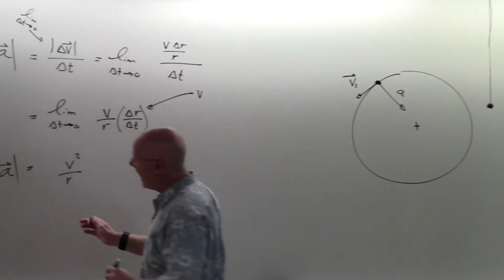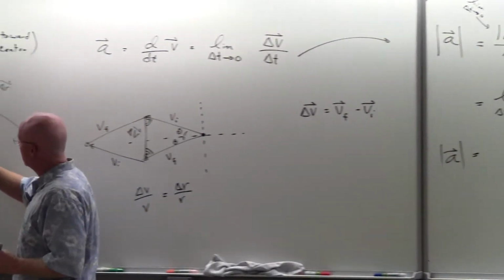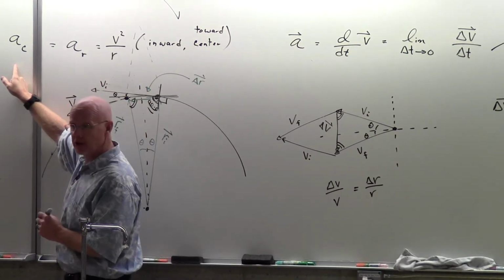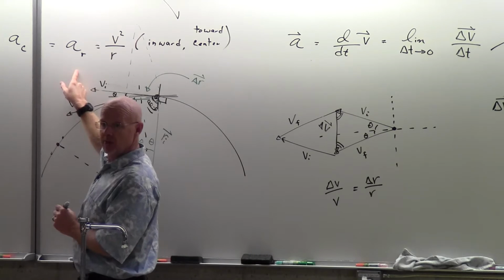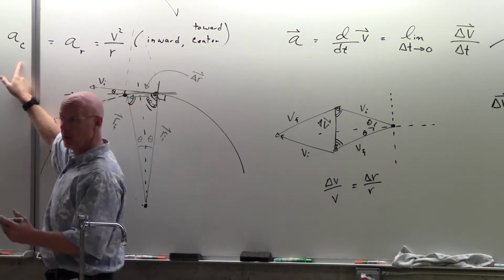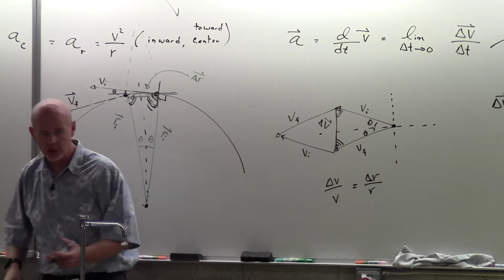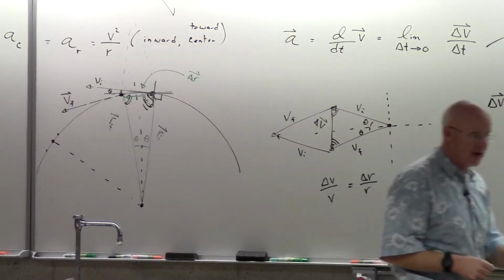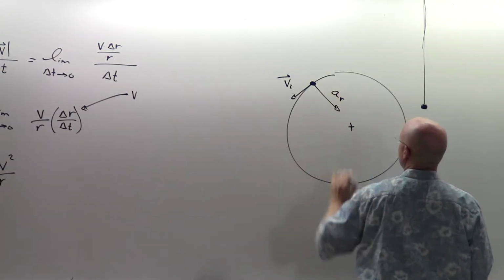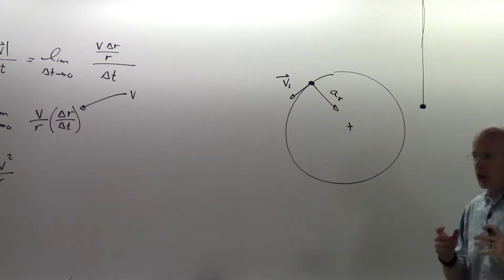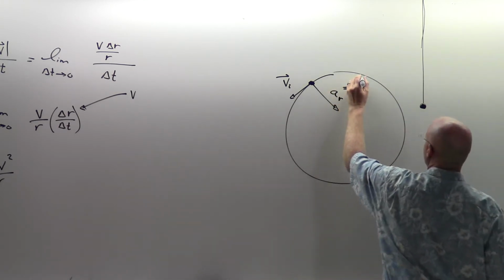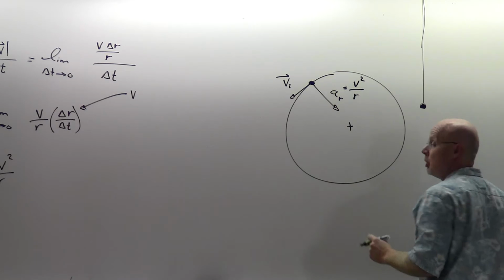And so that acceleration is in the radial direction. It's towards the center of the circle. Sometimes your author will call it the radial acceleration, sometimes he will call it the centripetal acceleration. Whatever word you want to use, and I'll use radial, the idea is that you would have that much acceleration towards the center of the circle. That's how much you need to make it turn.